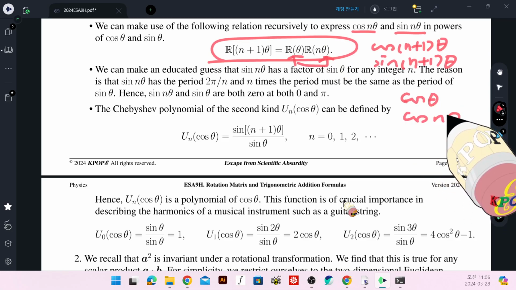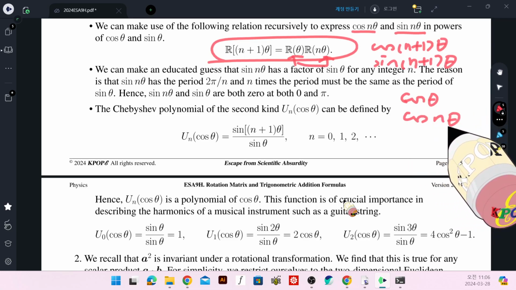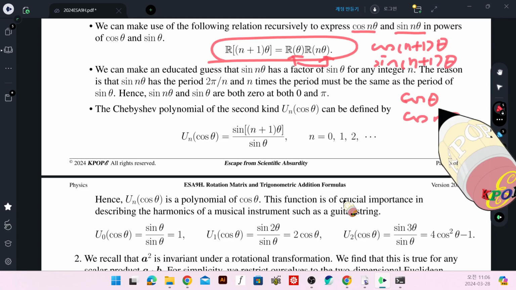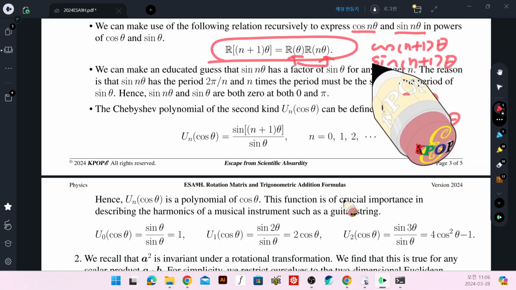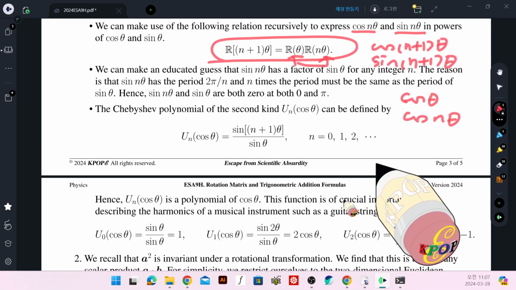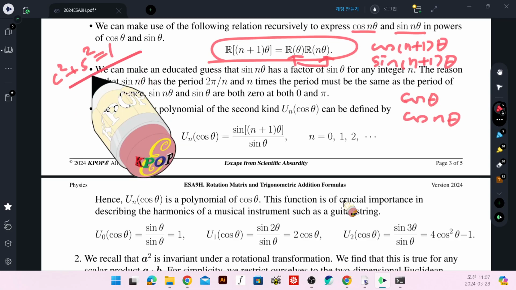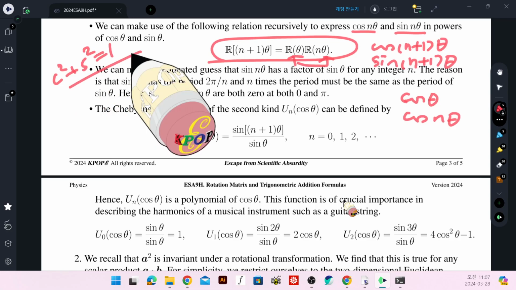If I scale down, then cosine n theta can be expressed in terms of cosine theta and cosine n minus 1 theta. If I keep this going again and again, then we will reach the point where everything is expressed in terms of cosine theta and sine theta. And any even powers of sine will be expressed in terms of cosine theta by making use of the Pythagoras theorem: cosine squared plus sine squared equals 1.